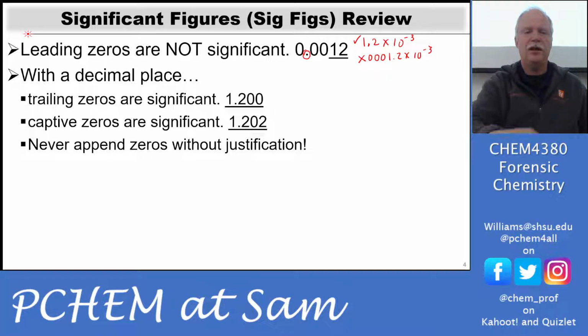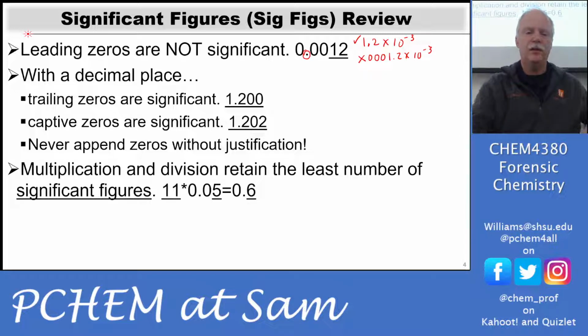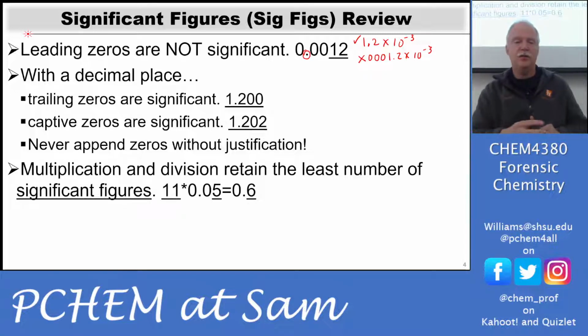And then you should never append zeros without justification. Forget what your calculator or Excel gives you. You need to use the significant figure convention to round, or if you know your uncertainty, you would use it to round. Now let's talk about the multiplication and division rules.